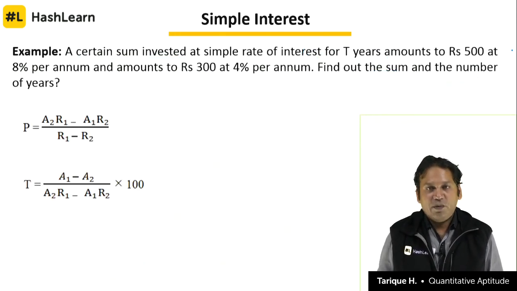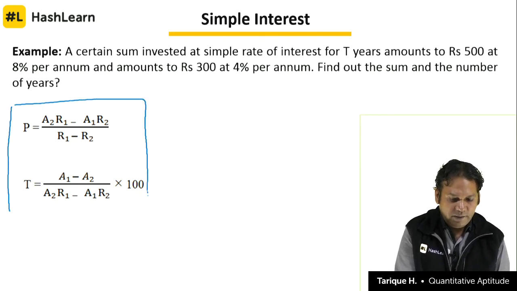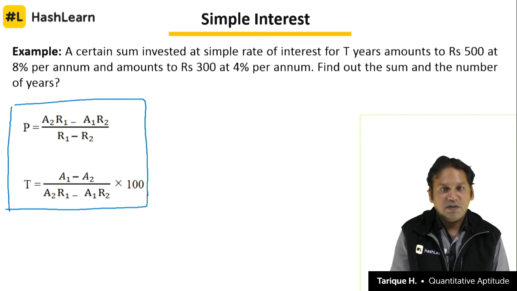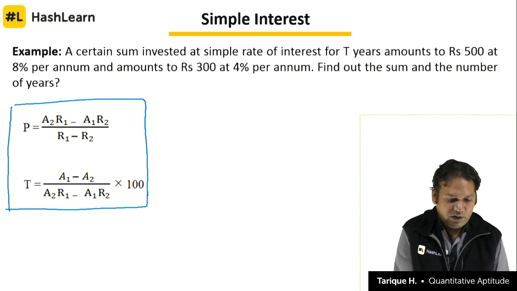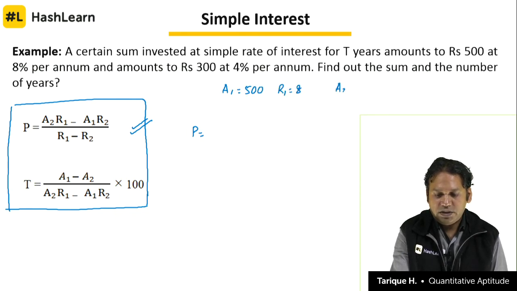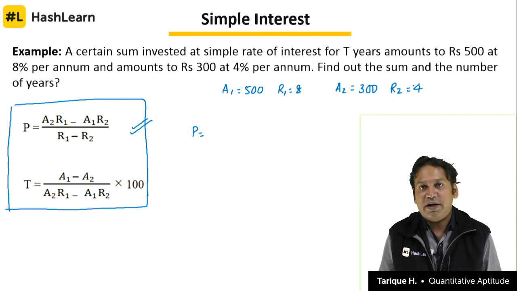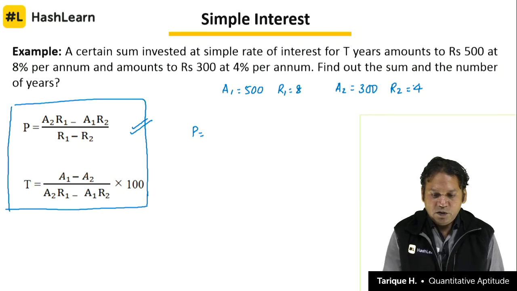Now you see, if you know these two formulas here, very important, because this is a typical, important question. If you know these two formulas, you can solve this question within 20 seconds itself. What is principal equal to? Principal is equal to A2 R1 minus A1 R2 by R1 minus R2. What is A1 here? A1 is 500, R1 is 8, and A2 is 300, and R2 is 4. A1 and A2 stand for amount in the first case and second case, and R1 and R2 the rate in first and second case.